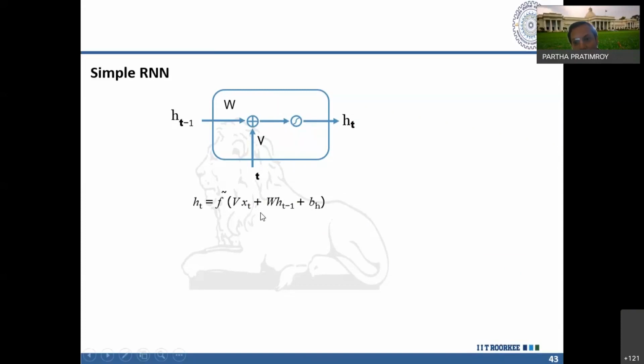XT is 4. Is it correct? 1, 0, 0, 0 means there are 4 features, okay? X1, X2, X3, X4. Either one of these is 1, the rest are zeros. So you will have 4 inputs. And HT minus 1, these are 3 values. And then you are considering 1 bias. So total, how many?